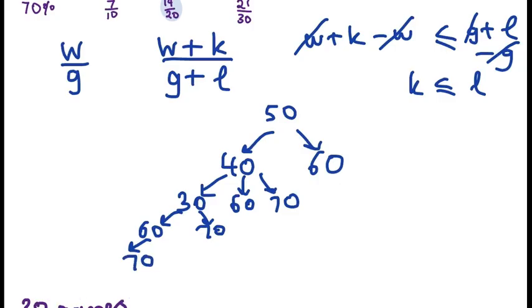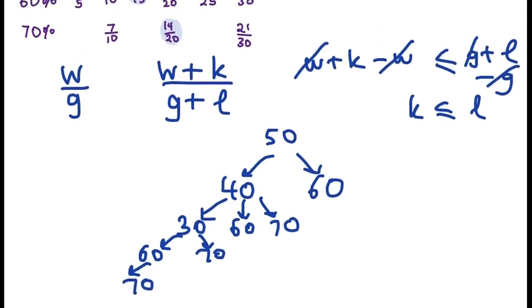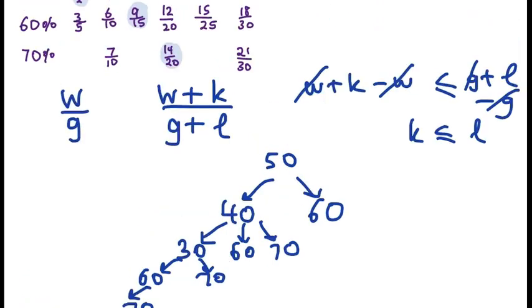Okay, now let's go back to the 70. Is that possible? Can we go from 30 to 70? We'd be going from 3/10 to 14/20. That's not going to be possible. Can we go to 21 over 30 though? No, we can't. So this route is not possible.